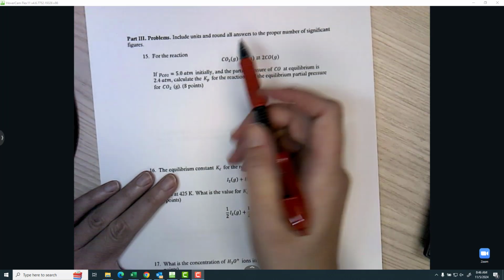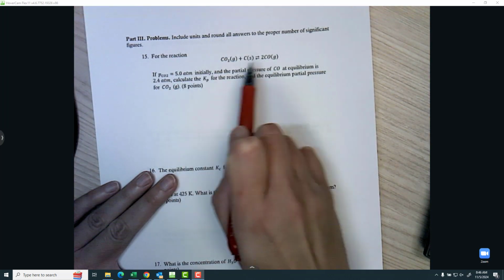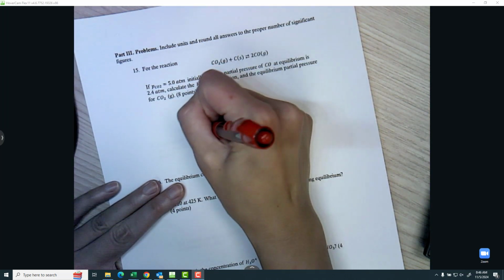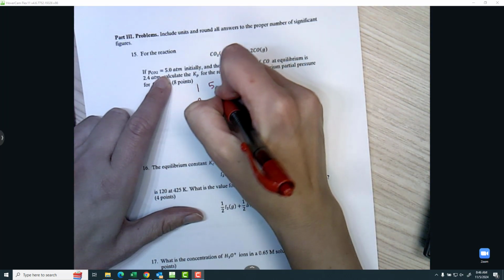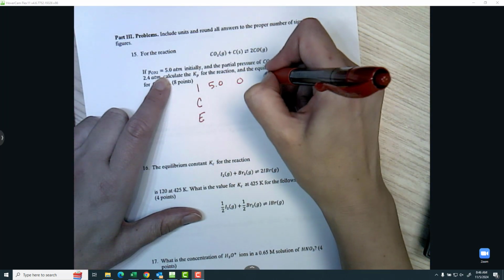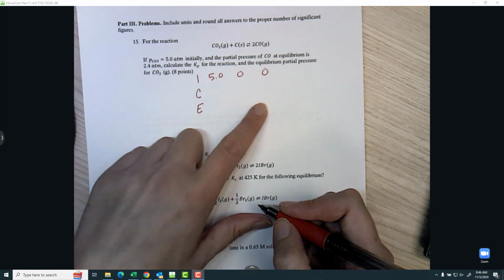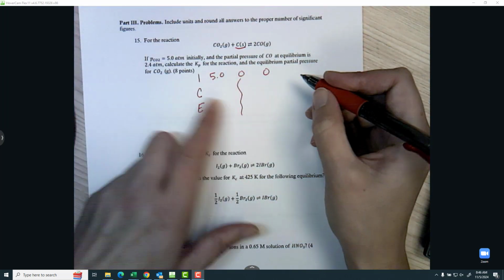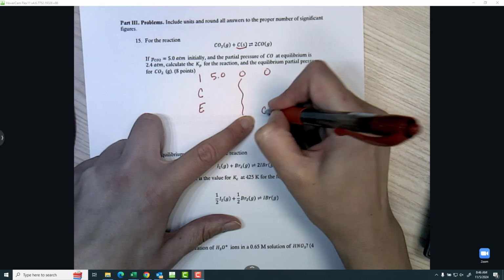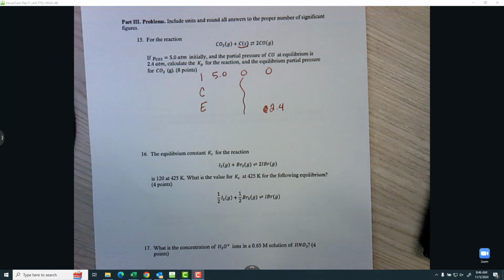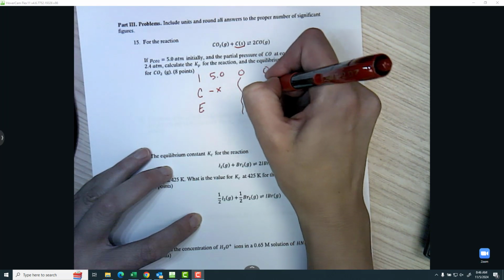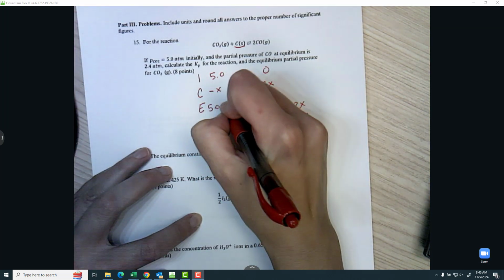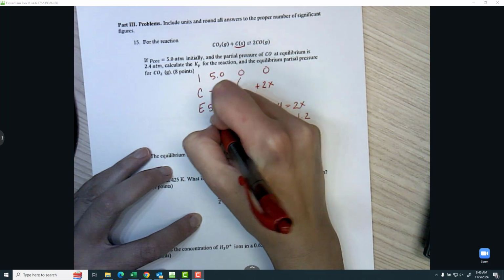All right, next up I have an equilibrium problem. I have some information about CO2, a little bit of information about CO. So I'm going to write an ICE table. Some of it's initial, some of it's equilibrium. And so I'll put everything where it goes. I actually don't care about carbon because that's a solid. So then I'll do my minus x and plus x. The CO is plus 2x, and so that must be equal to 2.4. So I know that x is 1.2. So I can plug that in.